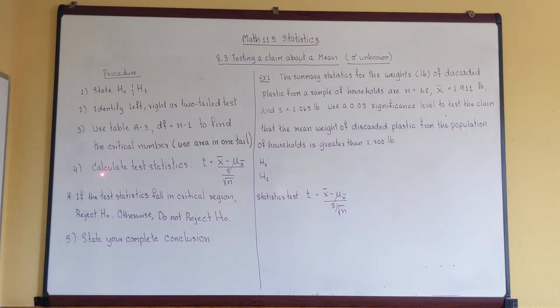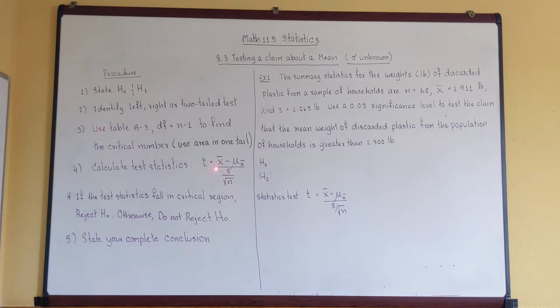Next step, you would calculate the test statistic, and this is the formula. X bar is the sample mean. Mu x bar is always equal to mu. S is the sample standard deviation, and small n is the sample size.